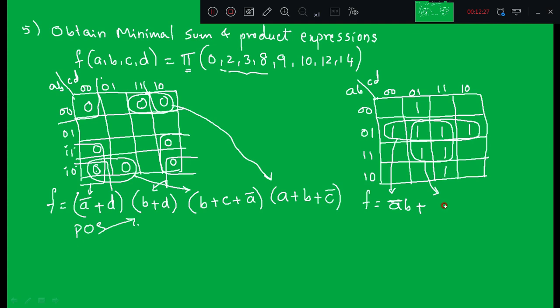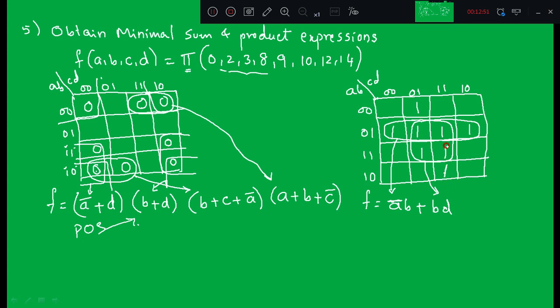You try to group with your own method before you see my steps here, right? So B D, A bar B plus B D. Then these two ones are not physically as well as logically adjacent, and they cannot be combined with 3 more ones.